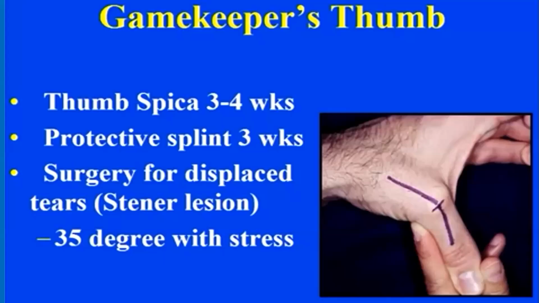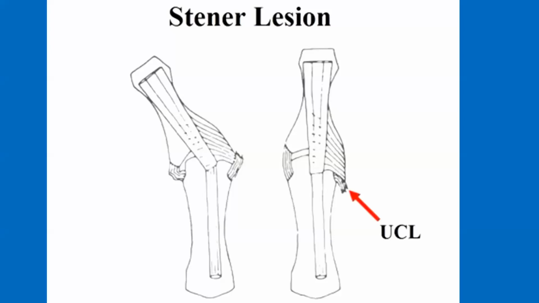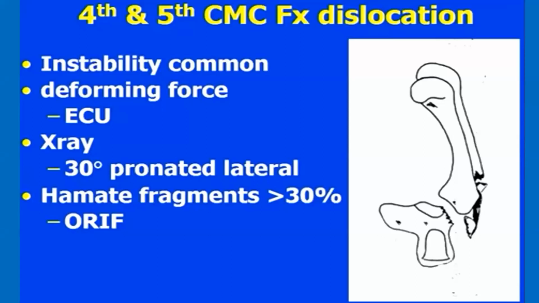Don't forget the gamekeeper's thumb. This is very important, where you get a tear of the ulnar collateral ligament, and it comes to lie underneath the adductor tendon. It becomes what we call a Stener lesion. These need open reduction and fixation. The collateral ligament of the thumb gives us a lot of resistance. You need to do open reduction.